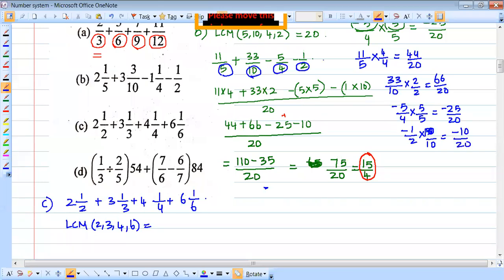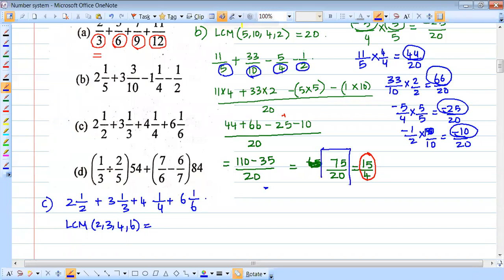Now we have to add up. All denominators are same. Then you can add up the numerator directly. 44 plus 66 minus 25 minus 10 will give you 75 by 20. Further, you can simplify by 5 table. 15 5s are 75, 4 5s are 20. This is the answer. Okay.